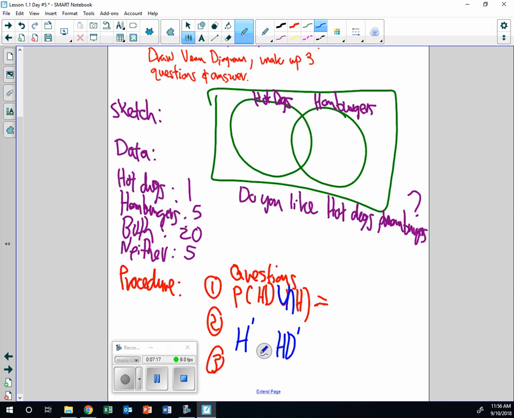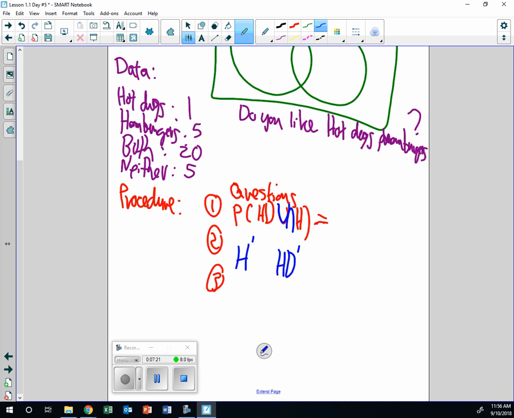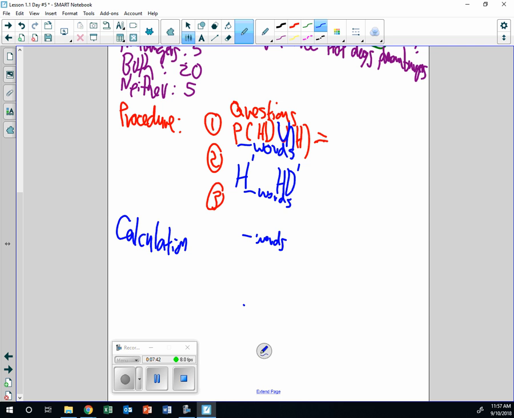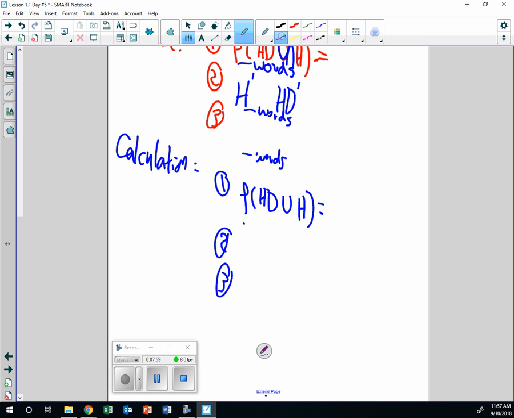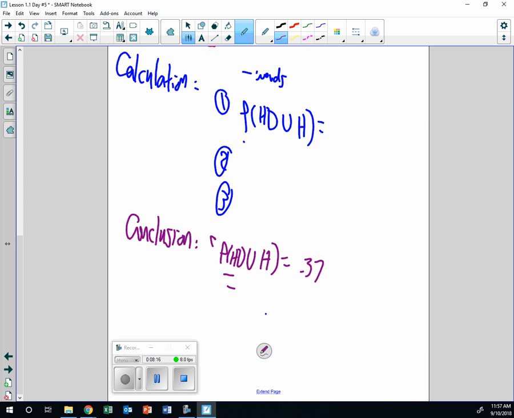Make it as interesting as you can. Then what you're going to do is, this is the easy part, writing this part. Then you have to, in words, write what it is you're asking. Okay? So in words, what's the question? You're going to do that for each one. There's going to be 3. Then you'll have your calculations, where you'll show the problem in symbol form, like number 1, probability of hot dogs union hamburger, and you're going to show that and get your answer, and do that for 2 and do that for 3. Then your final part will be your conclusion, and your conclusion will simply be, boom, P(H union B) equals 0.37 or whatever it is. And we'll do that for those 3. I'd even number them, 1, 2, 3.